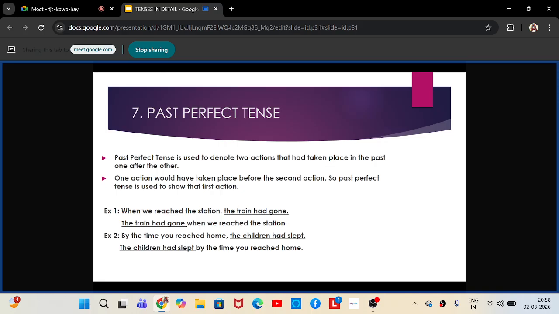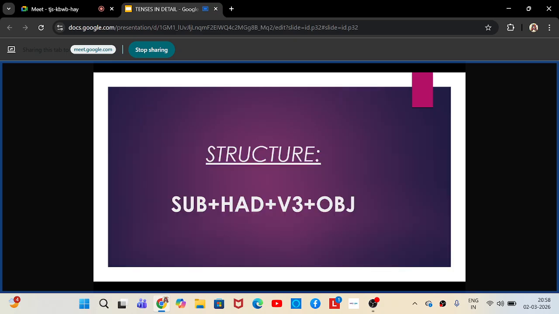ரெண்டுமே பாஸ்ட்ல முடிஞ்சாச்சு இருந்தாலும் ஒன்னு முதல்ல முடிஞ்சிருக்கும் இல்லையா, with that or for that action we use the past perfect. So the structure of this tense is subject plus had plus V3 plus object.